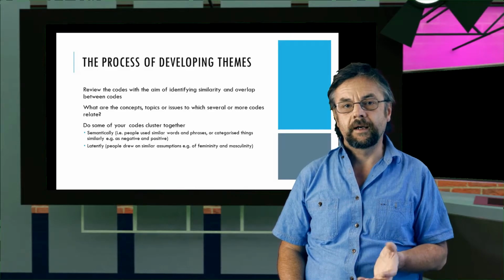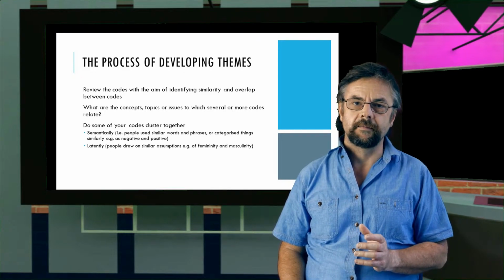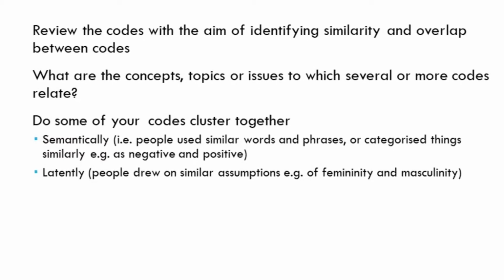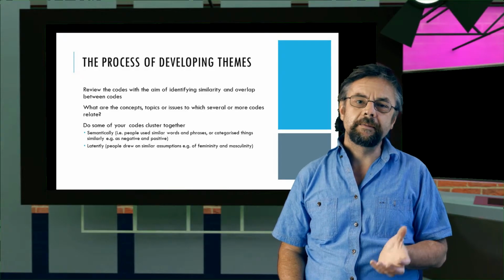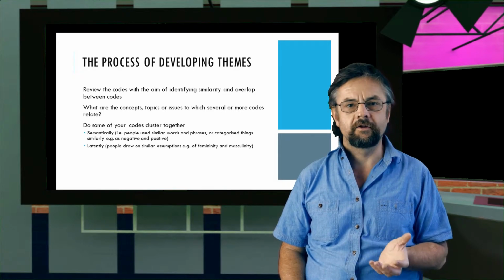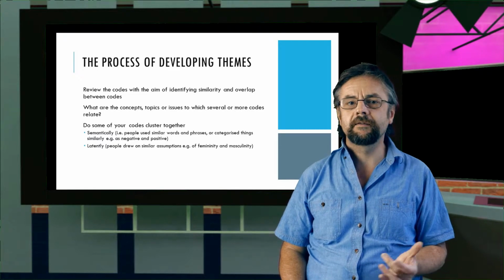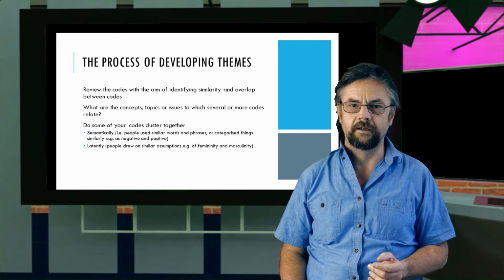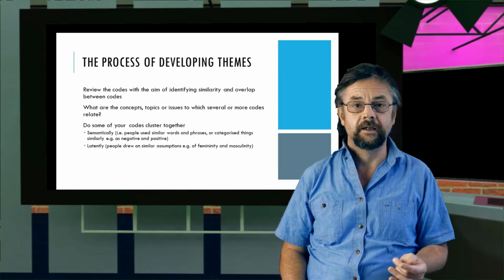Or we can frame that a bit differently and go back to that idea of semantic and latent meaning. So do some of the codes cluster together semantically? You know, are people using similar words or phrases and so on? Or are they categorizing things in a similar way? This is a really good way of approaching your data. So what kind of categories are people constructing? For example, are they talking about people as good or as bad, and so on.